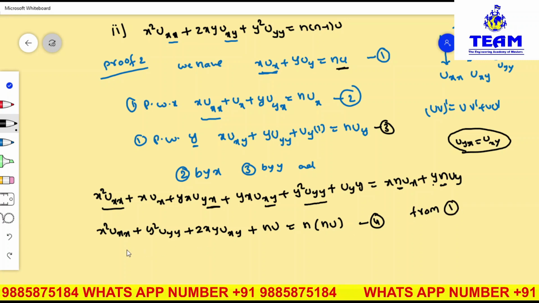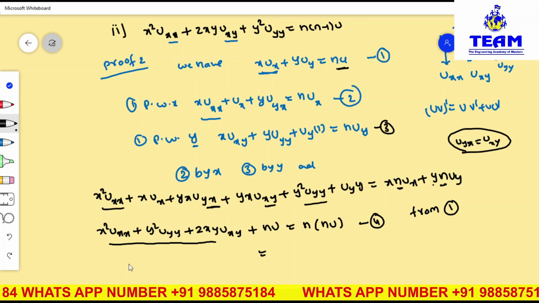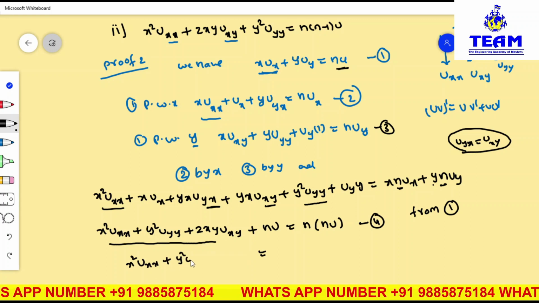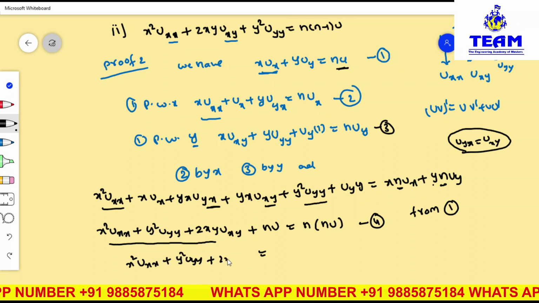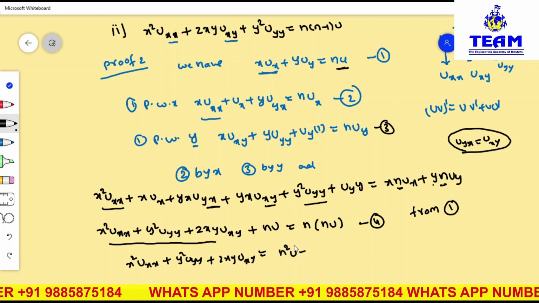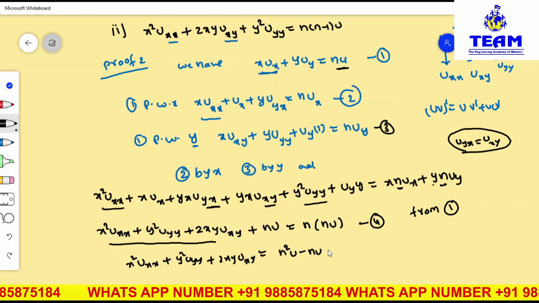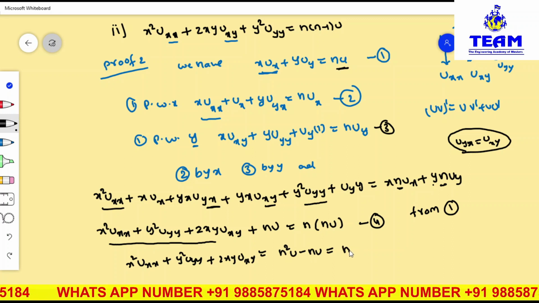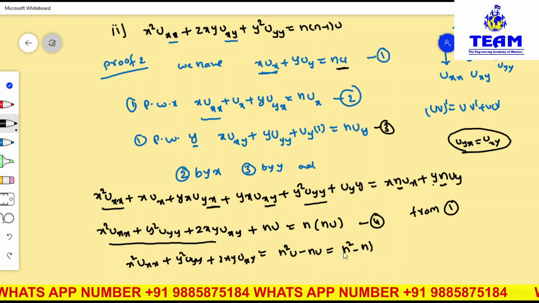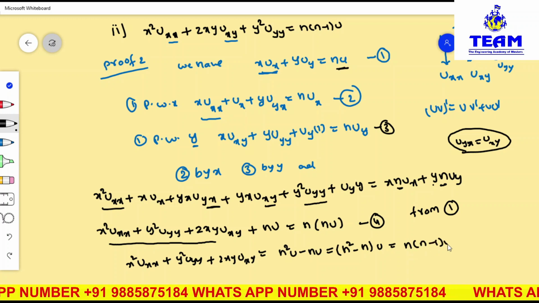Now we have to simplify this. For this you keep these three terms on the left side. This is equivalent to, first I am writing these three terms, x square into uxx plus y square into uyy plus 2xy into uxy. This is equivalent to n square u. This is n, if I multiply on the right side, n square u. This term I am taking to the left side, then I will have nu. From these two what can I take common? n square, only u I can take common. If I take u common, then I will have n square minus n into u, or else this one you can also write as n into n minus 1 into u.